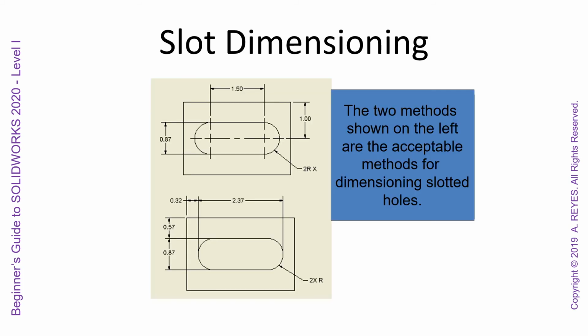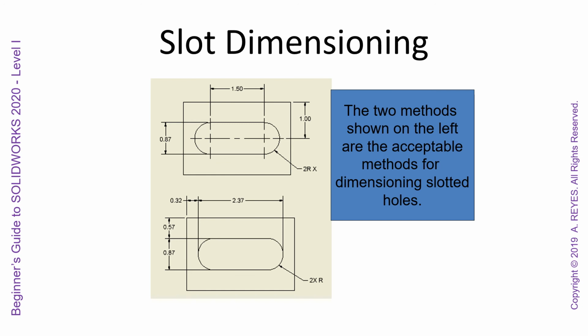Slot dimensions. The 2 methods shown on the left are the acceptable methods for dimensioning slotted holes. So you can show the overall length, or you can show the center to center. With 2 times, you can have your 2 times your radius. This will probably come back to however you draw this on your sketch. And that will also go back to the design intent of this.